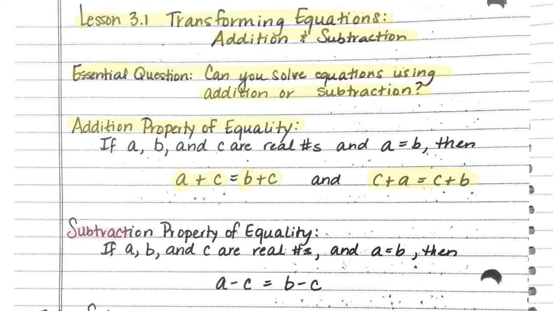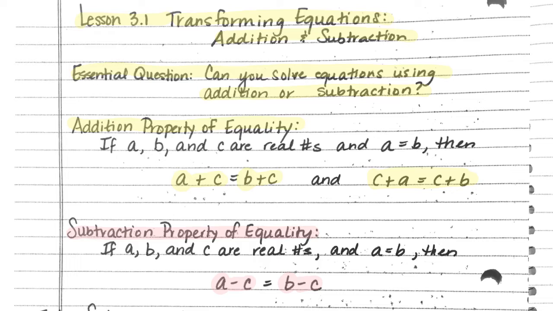The subtraction property of equality: if A, B, and C are real numbers, and A is equal to B, notice if I subtract C from each side, we have equality.